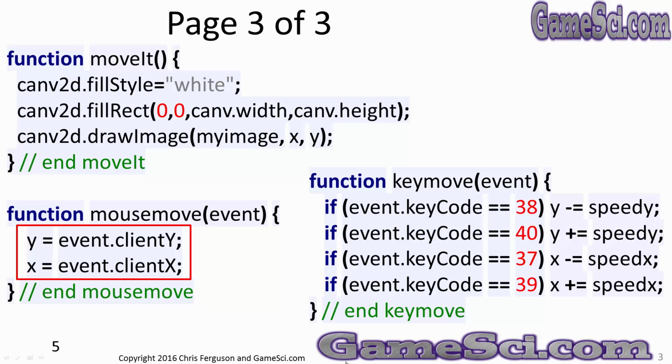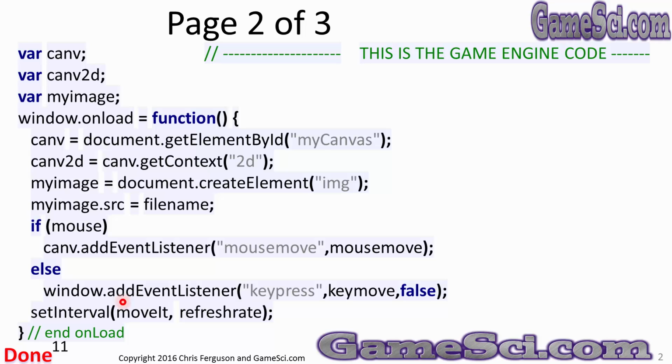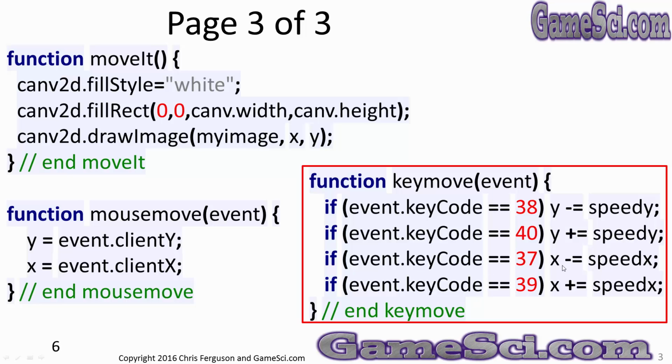What happens when the keyboard is controlling the game? Well, that's the function KeyMove. If I back up a slide here, when this code executes, it says when mouse is false, I want to listen for key presses. When keys get pressed, call the function KeyMove. When a key is pressed, it will call the function KeyMove. This code will execute. How does it work?